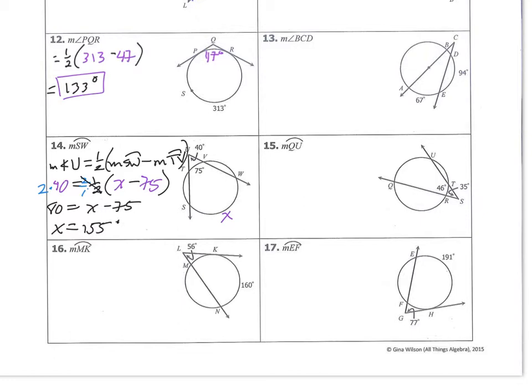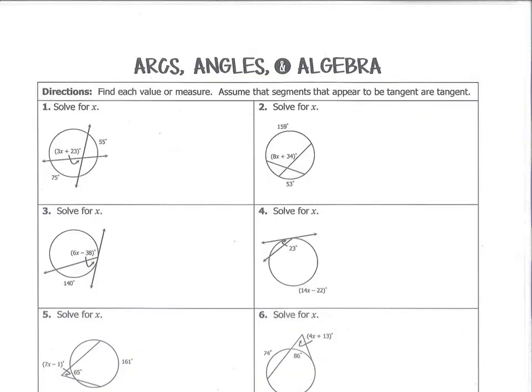155 degrees. Okay? So those are all the same. Any questions on that? No. All right, so go to the second sheet I gave you: Arcs, angles, and algebra.